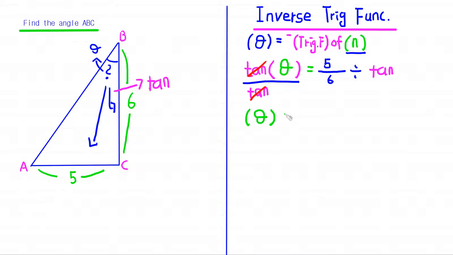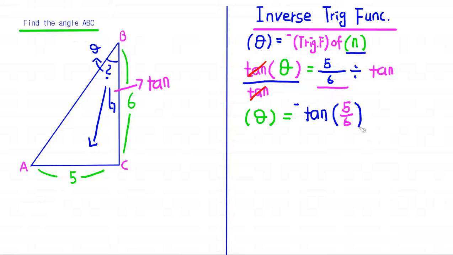It's going to be equal to, as we talked about in the first step, the inverse trigonometric function, the negative one trig function, which will be right over here: tangent to the negative one of the value 5 over 6. This value over here, 5 over 6.